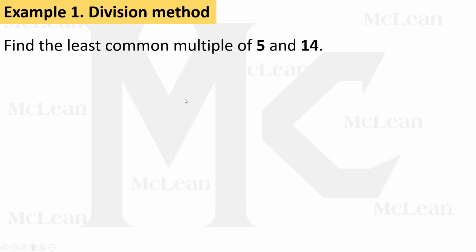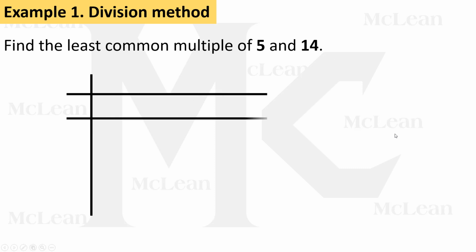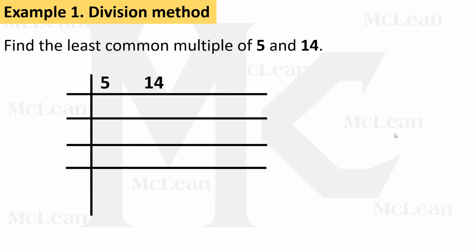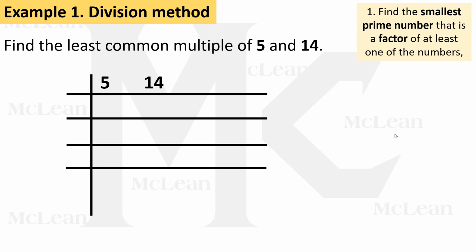Example 1, using the division method. Find the least common multiple of 5 and 14. Now, you draw some columns and some rows, and above you list 5 and 14. Now, we're going to find the smallest prime number. We know about prime numbers, right? Prime numbers are numbers that only have 2 factors, 1 and itself. All right? So look at these two numbers, 5 and 14.